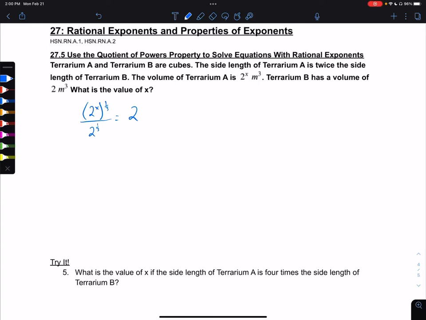Here we're going to look at example 5 from topic 27, where we use the quotient of powers property to solve equations with rational exponents. So they gave us a word problem here about terrariums. I just went right ahead and created the formula here.